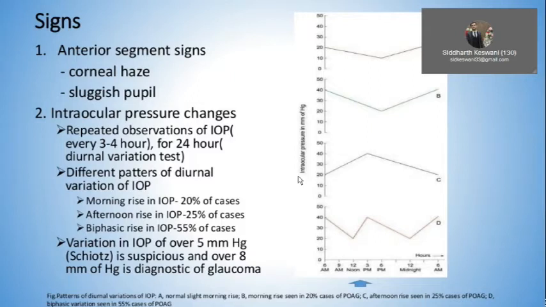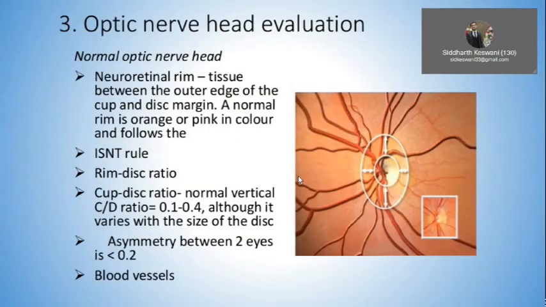Okay, so this is the optic nerve head evaluation. In the normal optic nerve head, as you can see, there are 2 circles. The small one is the cup and the large one is the disc. The ratio we call the cup disc ratio, and the distance between the 2 is the neuroretinal rim, right? This is the tissue between the outer edge of the cup and the disc margin.